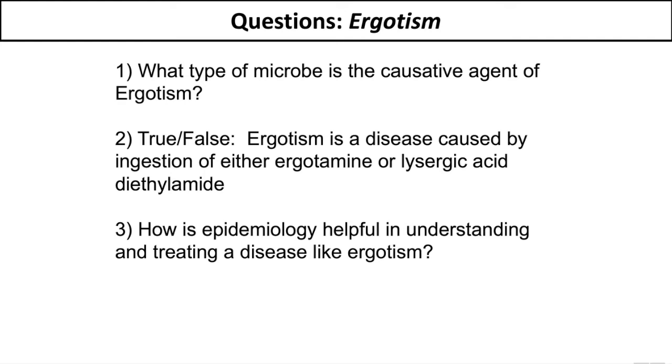All right, so let's go back to the questions from last time. First, we had what type of microbe is the causative agent of ergotism, and there we're talking about Claviceps purpurea, and it's a fungal microbe.